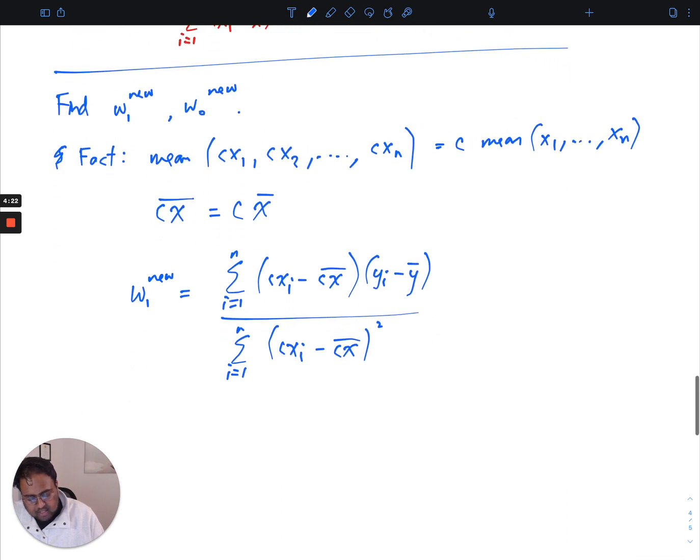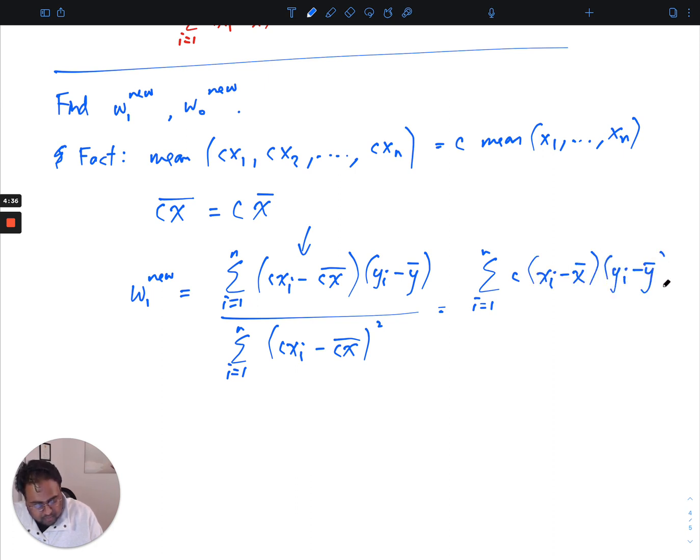Okay, let's start simplifying. Well, it seems like in this term, there's a common factor of c. So I can pull that out of the expression. So I have c times xi minus x bar times yi minus y bar. And on the denominator, it seems like within here, there's also a constant factor of c that I could pull out. But since this term is being squared, when I pull out that constant from the term, I'm going to have to write c squared, not just c. So when I pull out the constant here, I have c squared times xi minus x bar squared.